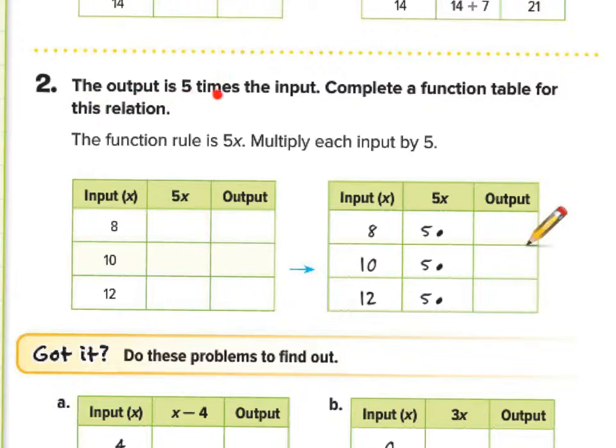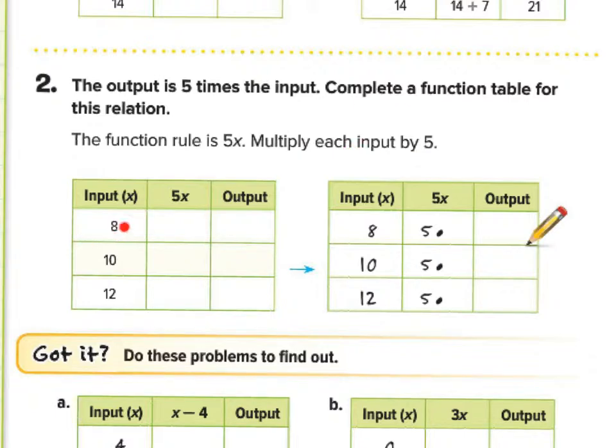The output is 5 times the input. So that means we have to multiply whatever we put in by 5 because the output is 5 times larger. Complete the function table for this relation. The function rule is 5x, 5 times. Multiply each input by 5.